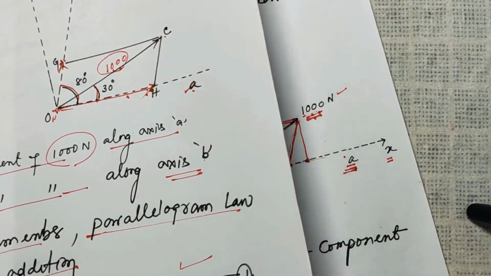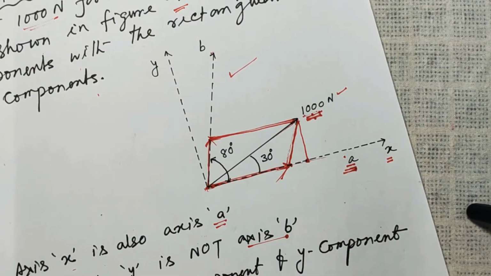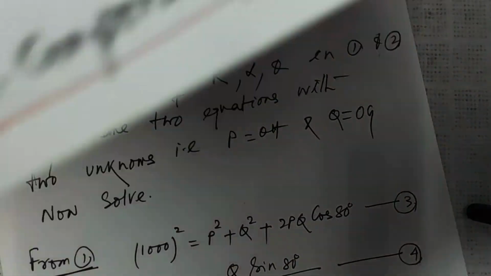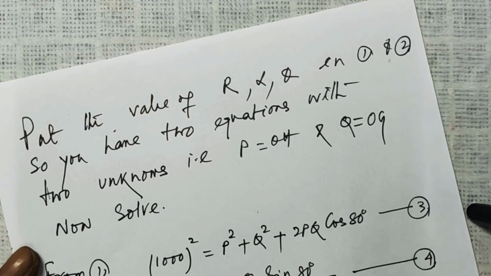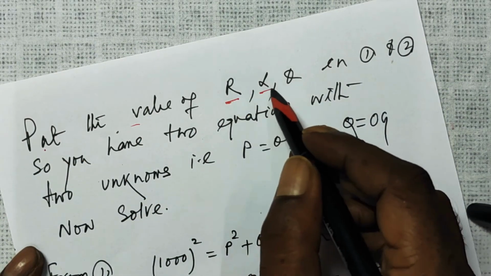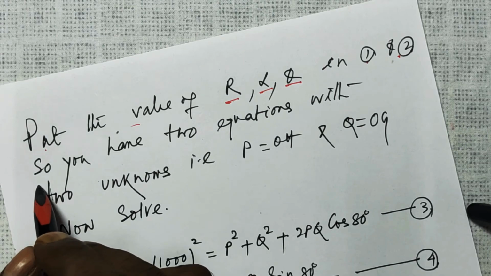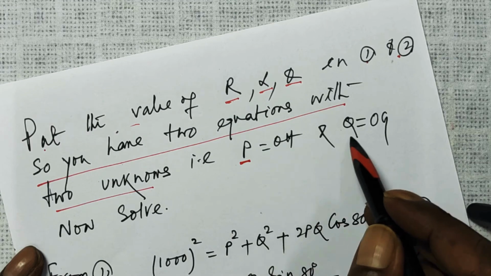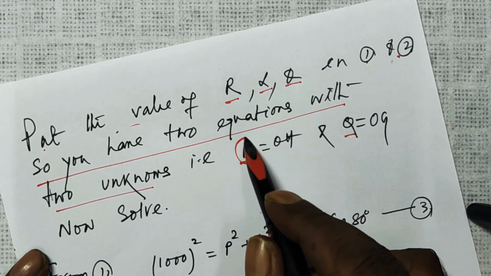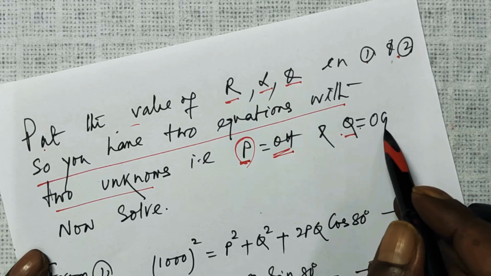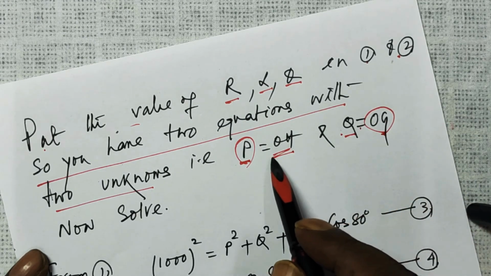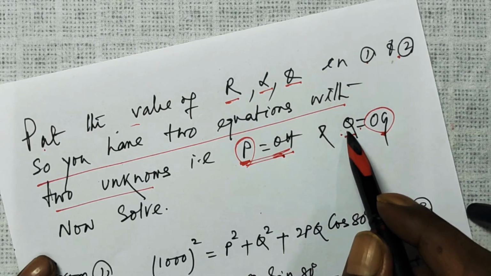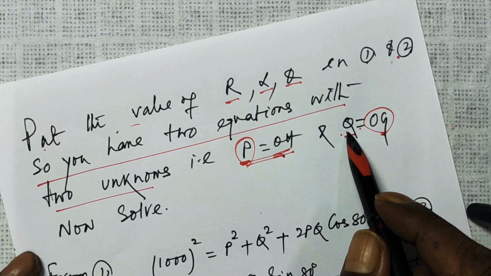So just put the values. The rectangular component is gone, so let us leave it here. Put the values of R, alpha, theta in equations 1 and 2. So you have two equations with two variables, P and Q. The value of P, that is OH, and the value of Q, that is OG, are to be found out. That is, this is the component of the 1000 Newton force along axis A, and this is the component of the 1000 Newton force along axis B.